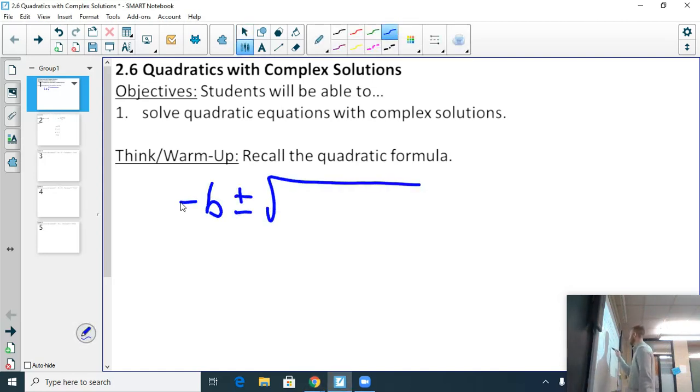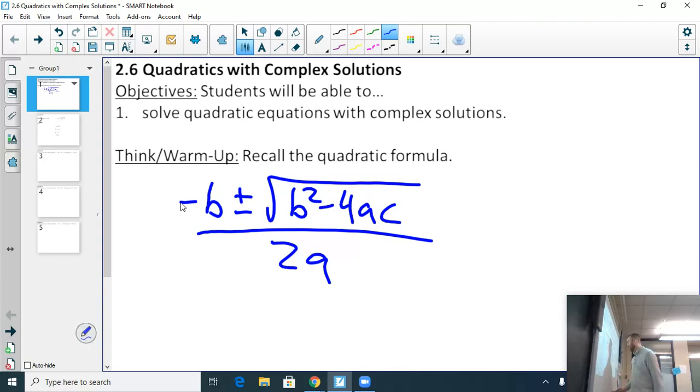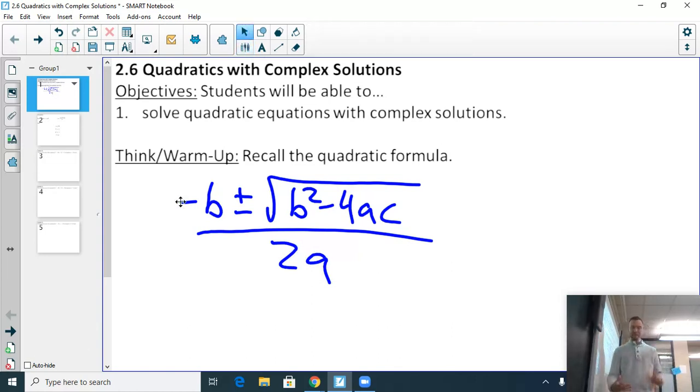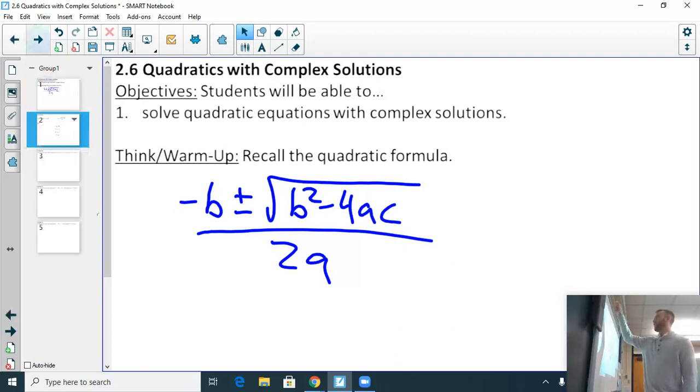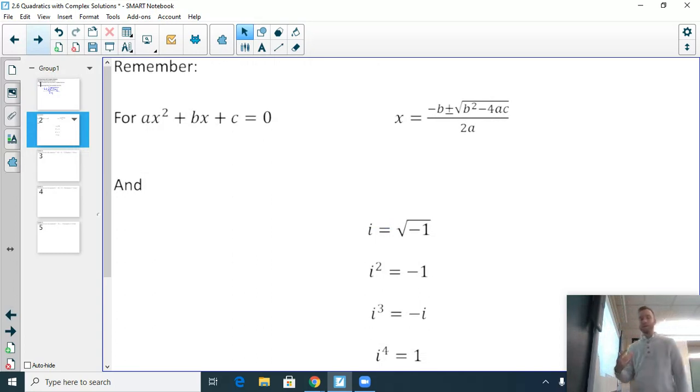And for warm-up, I have recalled the quadratic formula, which is negative b plus or minus the square root of b squared minus 4ac all over 2a, and it seems like a whole lot of stuff to say, but once you use it a couple times, you kind of just remember it. And so real quick, here's a recall slide of the quadratic formula.